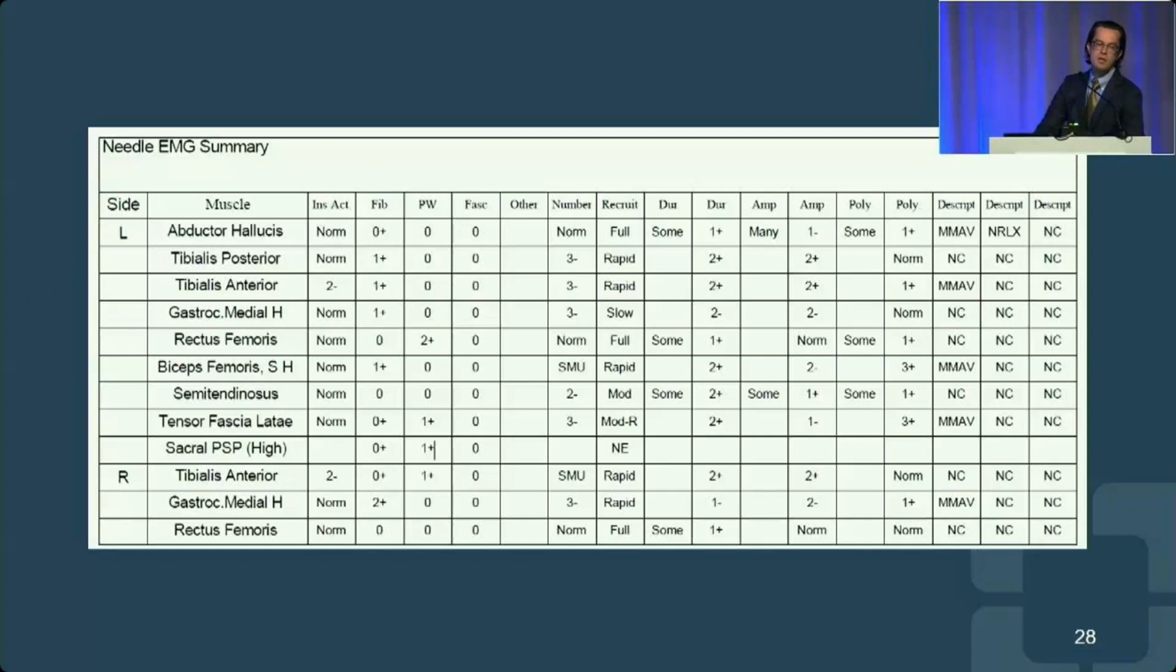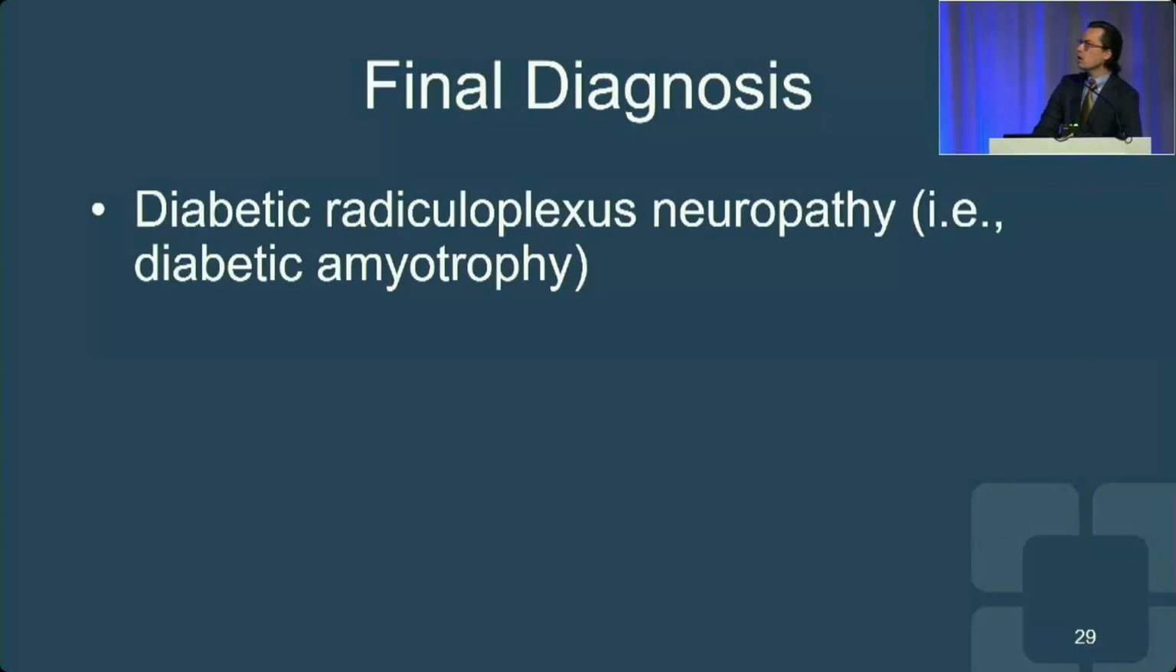This has been going on for many months. So there are some reinnervation changes. Some of the units are increased in duration and amplitude, and they're more polyphasic. So the final diagnosis here was a diabetic radiculoplexus neuropathy. This patient had some EMG findings, electrodiagnostic findings of nerve root involvement, but there was also nerve involvement because her sensory responses were abnormal. And this is a pretty typical case for a radiculoplexus neuropathy.